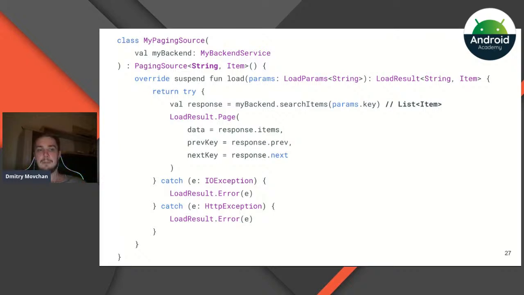For this purpose, there is an example of a PagingSource. Let's call it MyPagingSource and pass to its constructor some backend service. So here we describe that the key of the pagination will be a string, and we can see that we're trying to get some response from the backend by this key that we are passing from LoadParams.